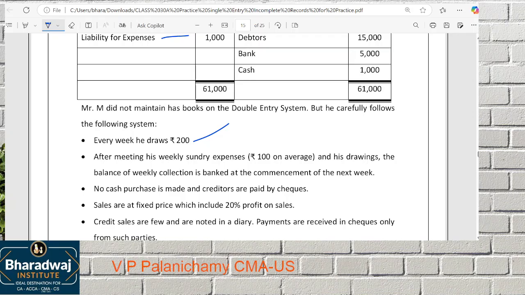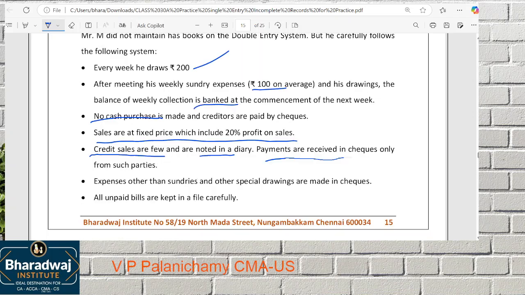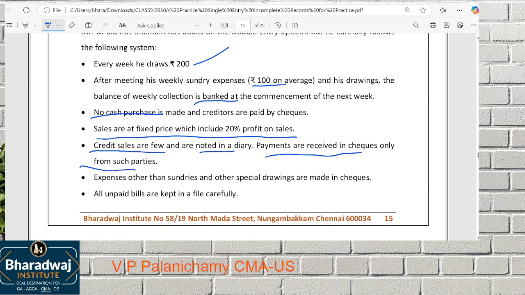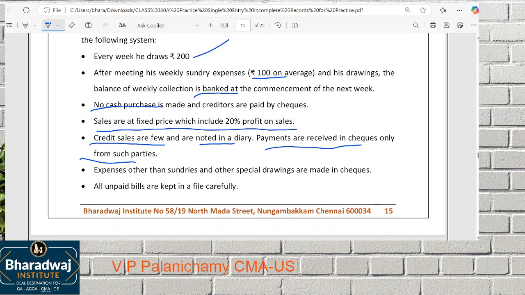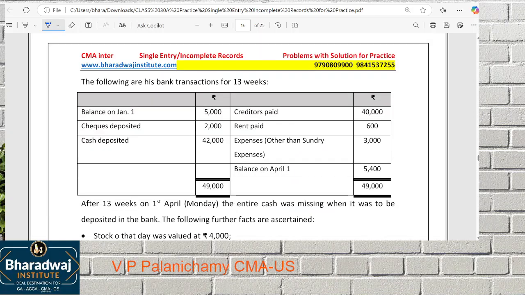Credit sales are due and noted in a diary. Payments are received by check only from such parties. Expenses other than sundry expenses are made by check. Unpaid bills, we are given bank balance, opening balance, check expenses. Actually it is 3 months, of course 13 weeks. The entire cash was missing. The following facts were noted. Closing stock is given, closing debtors given, closing creditors given. Find out the amount of cash missing.